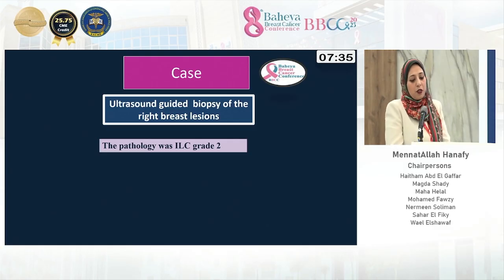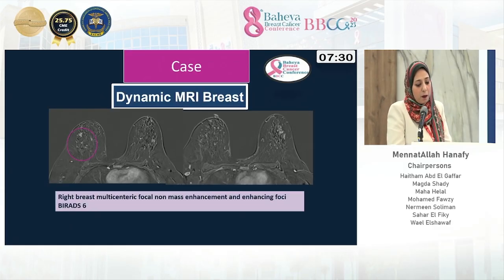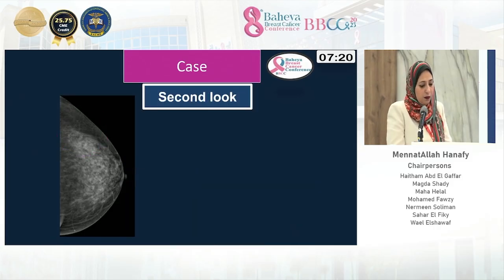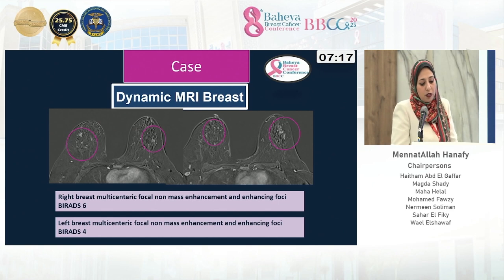Ultrasound-guided biopsy of the right breast lesion showed invasive lobular carcinoma grade 2. MRI was performed, revealing right breast multicentric focal non-mass enhancement and enhancing foci, while the left breast showed multicentric focal non-mass enhancement and enhancing foci given BI-RADS 4.